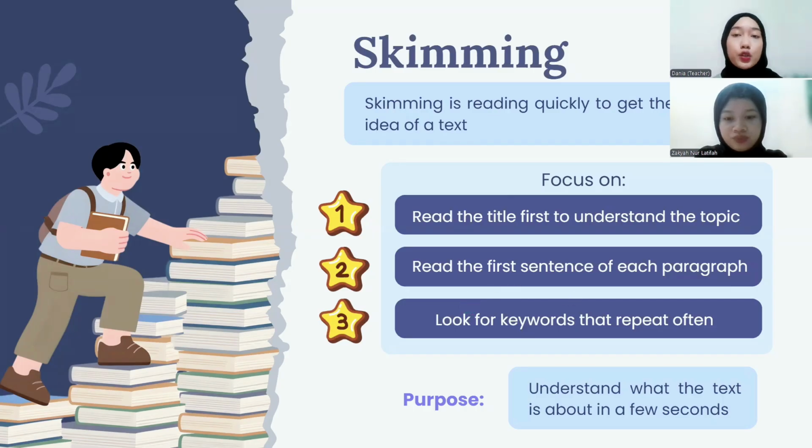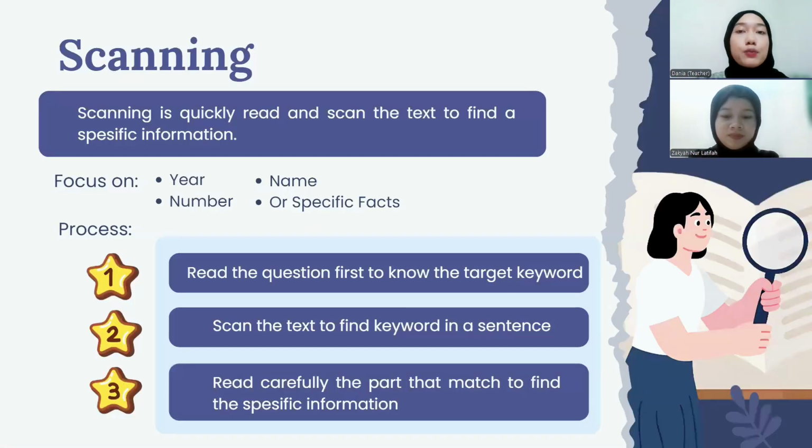The reason we do this is that our brain, students, does not need to read every word to understand a text. Our brain only needs enough information to build a general picture of the topic. Try to remember that skimming is about understanding the big picture, not the details of a text. Okay, that's for skimming. Do you have any questions? No.